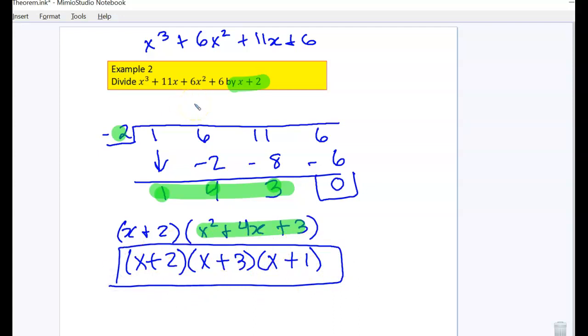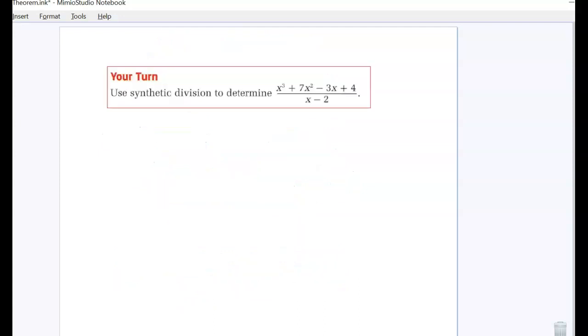So if you were to FOIL those all out or multiply them all out, you'd have to FOIL the first 2 and then distribute the x plus 1. You'll get back the original polynomial. Okay, again, I'll pause the video. You guys give this a try.